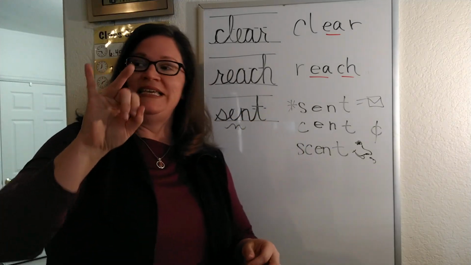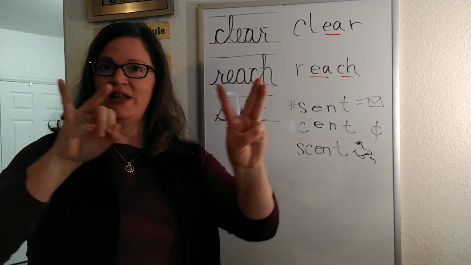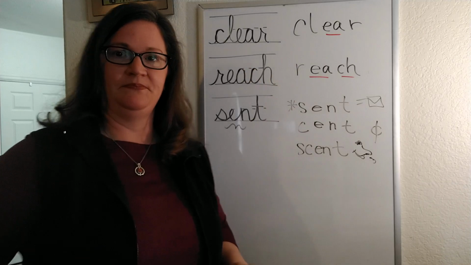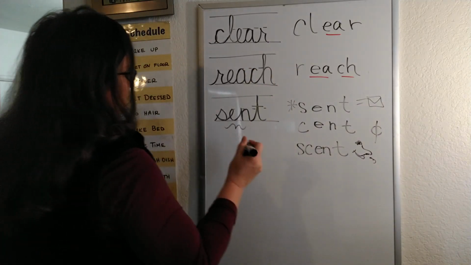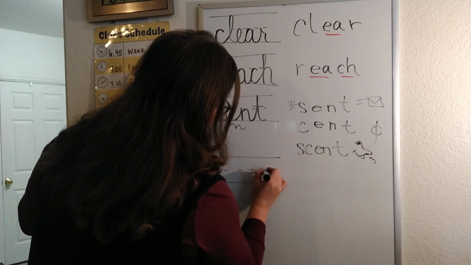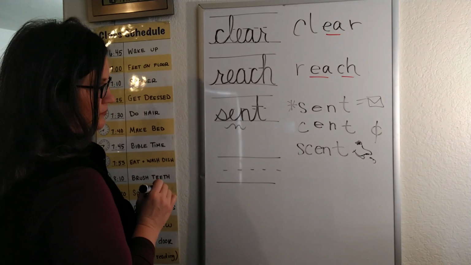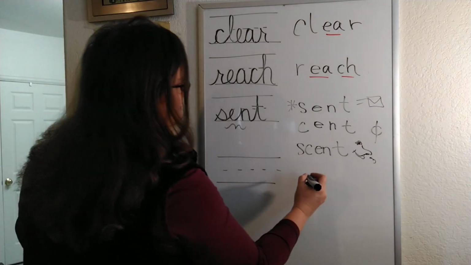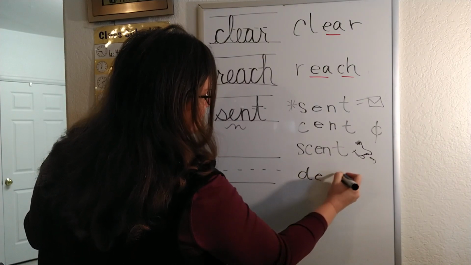So D, E, L, A. Say it as you write it. Two syllables. Spell it for me. D, E, L, A.